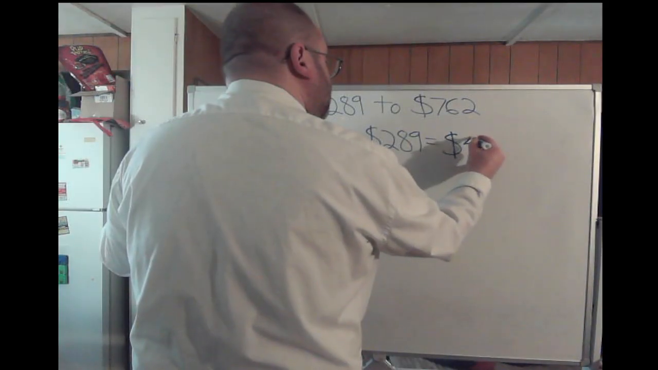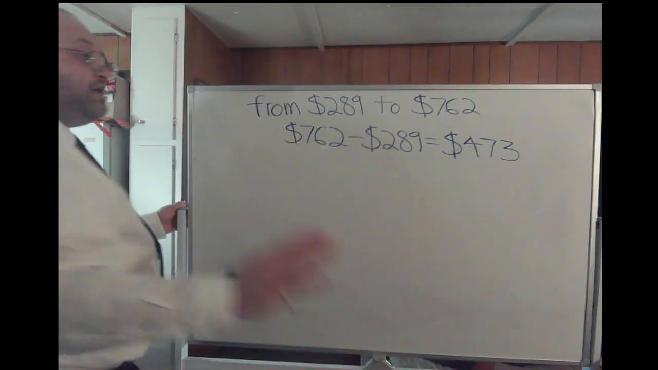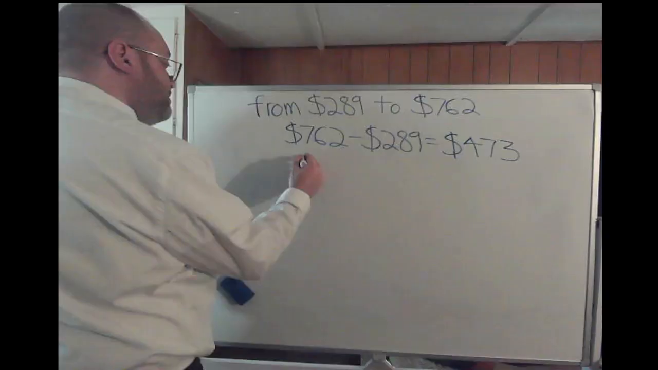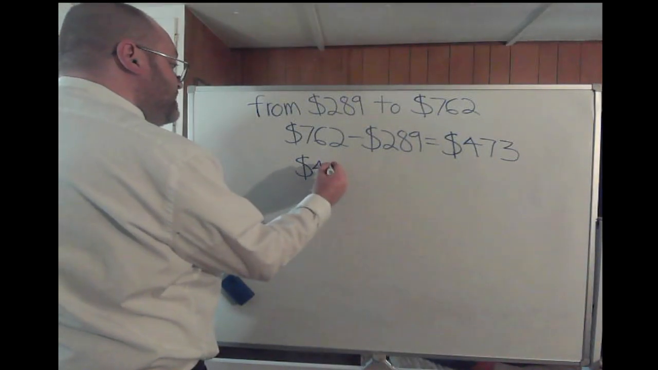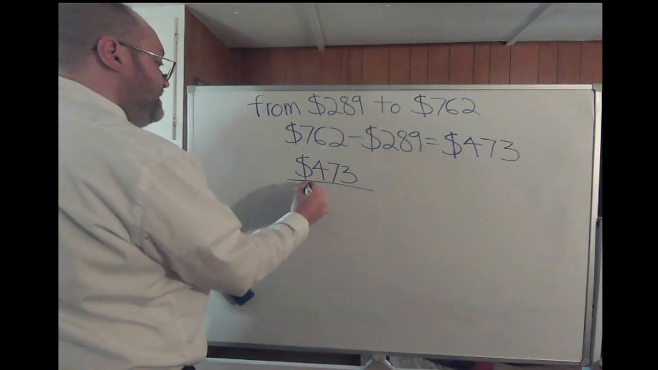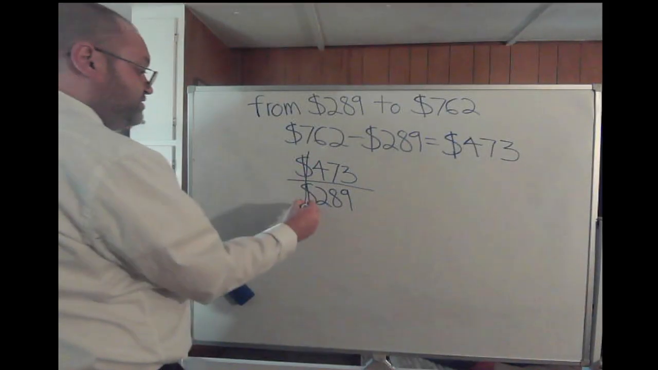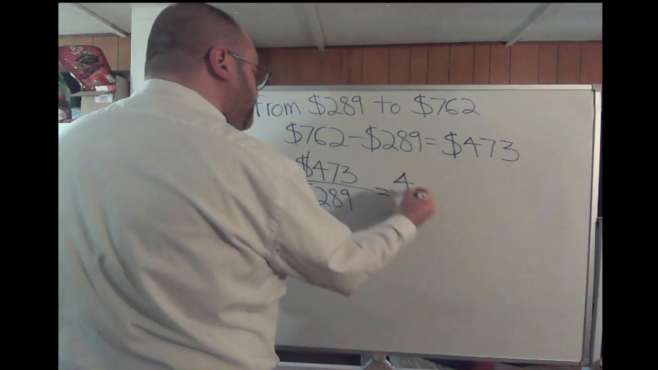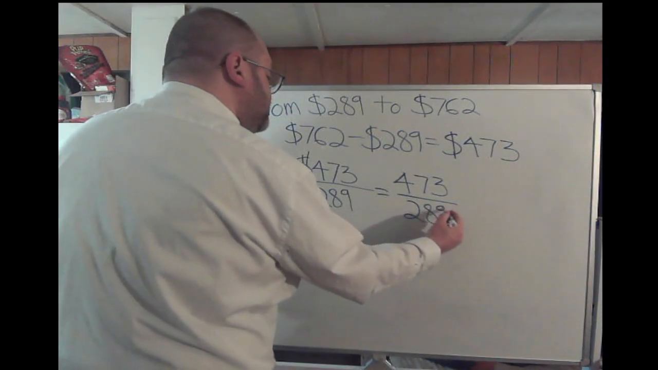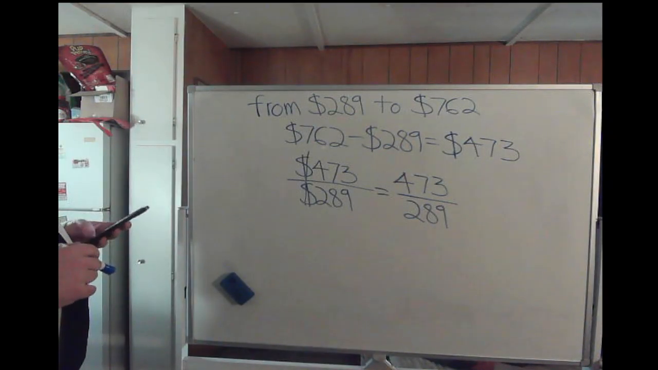So that is an increase of $473. So now we have found the amount of dollars that's increased. We need to take that dollar amount, that $473, we need to divide that by the original amount of $289. Well, of course, your dollars will cancel out. You'll be left with 473 over 289. Now we just got to work out that division. What is 473 over 289?